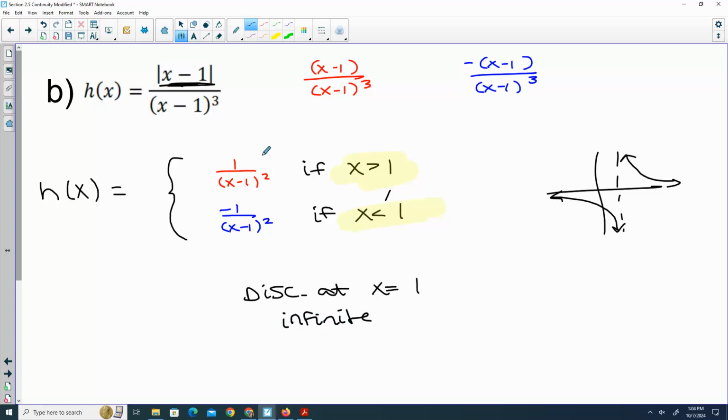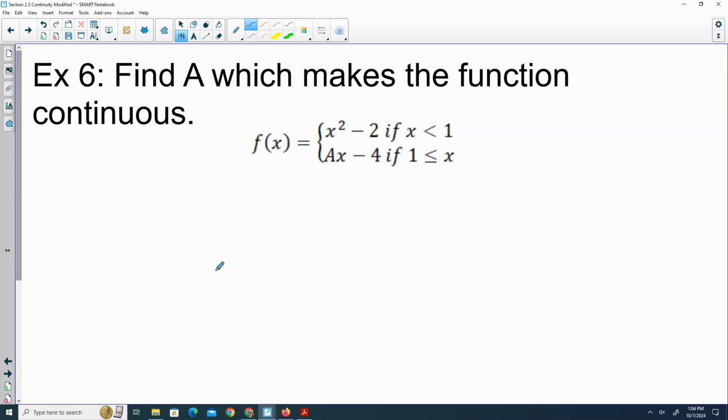Because we have a vertical asymptote at 1. Since the 1 makes the bottom 0 and it doesn't cancel out entirely, then it's a vertical asymptote. Alright, we're going to do one more on this. I want to find a to make this function continuous.